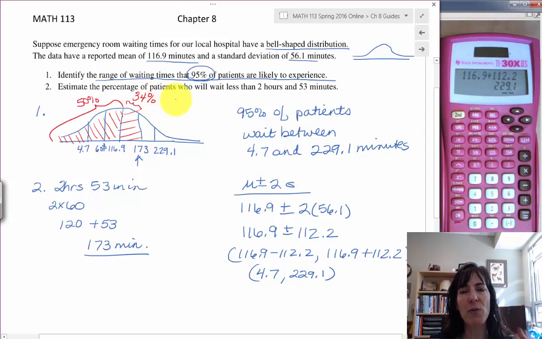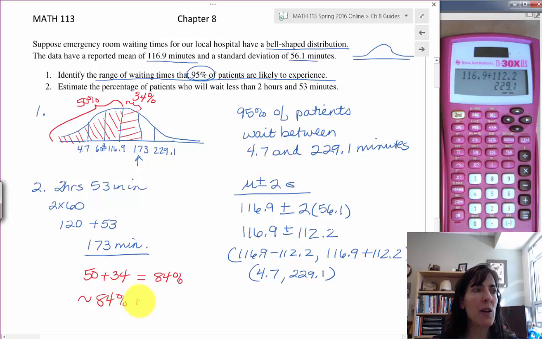Coming back to my picture here, that means this chunk here is about 34%. And so if I have 50% over here and another 34 over here, when I put them all together, I'll do 50 plus 34 because I need both of those chunks. I get 84%. So approximately 84% will wait less than 2 hours and 53 minutes.